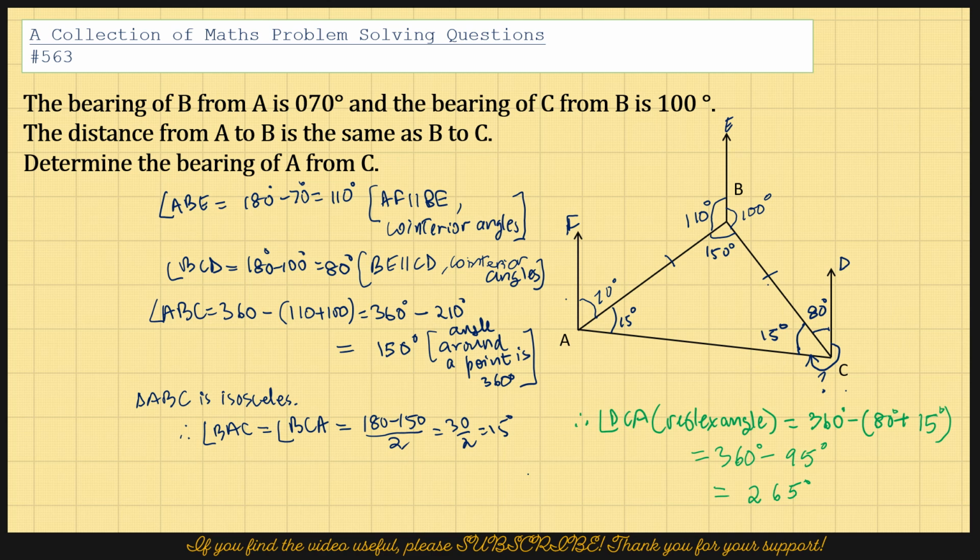So the bearing of A from C is 265 degrees.